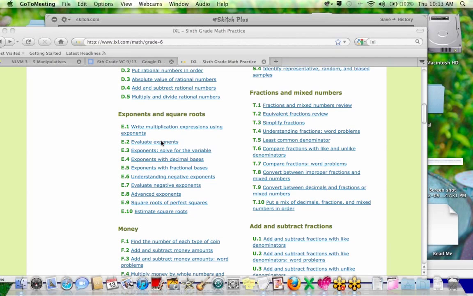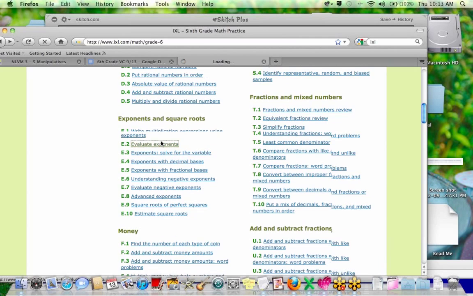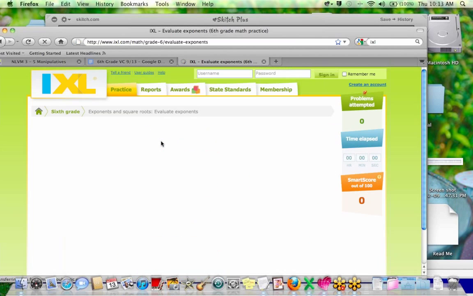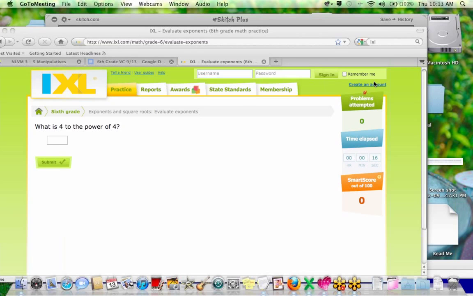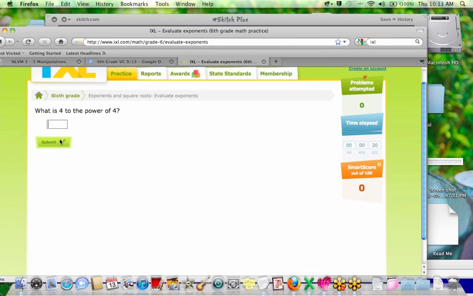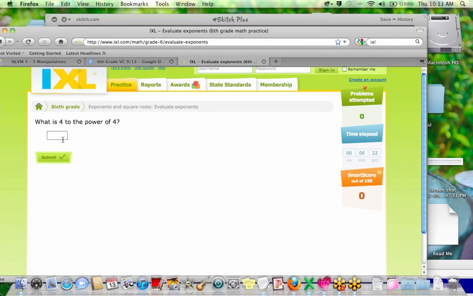Sorry, I lost that page. 81 was correct for that answer, but let's try this one because I lost the other page. 4 to the 4th power. Oh, we've already talked about this problem. This should be quick. Okay. 4 to the 4th power.